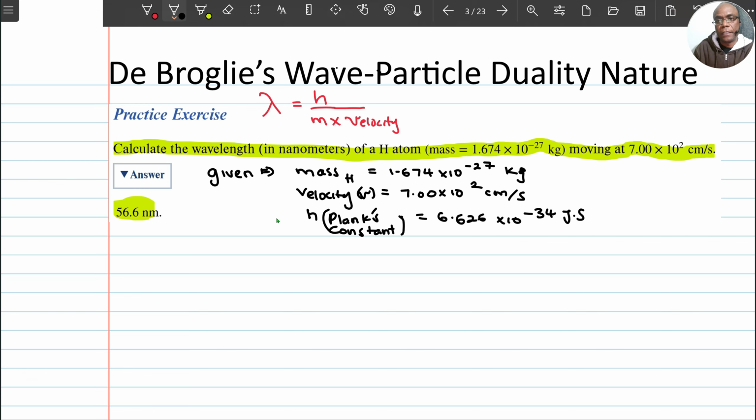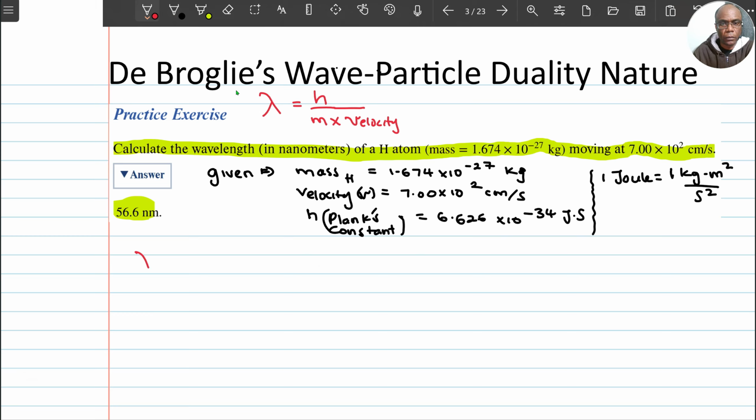Okay. And the other thing that I want you to know is a unit that will help you to cancel out the joules, or to get rid of the joules. 1 joule again equals 1 kilogram meter squared per second squared. So these are the things that we need to solve this problem.